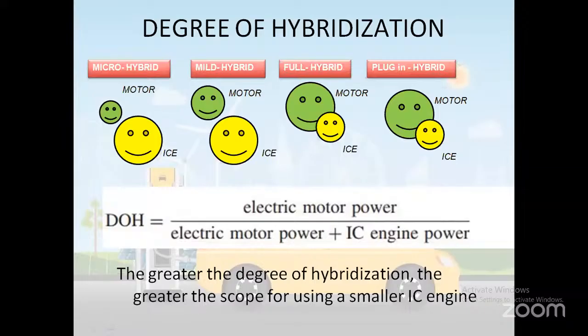Whenever we come to the micro, mild, and full hybrid vehicles, in the micro hybrid vehicle the utility of the motor is very low compared to the engine. As the degree increases, the utility of the motor-fed vehicle, or the electric vehicle, also increases rapidly. One thing I can say is that the degree of hybridization is calculated as electric motor power divided by total power.